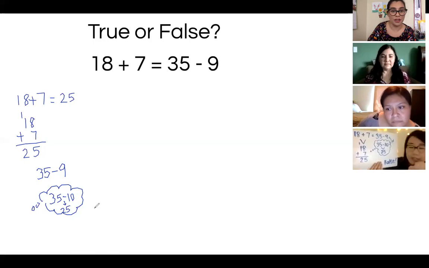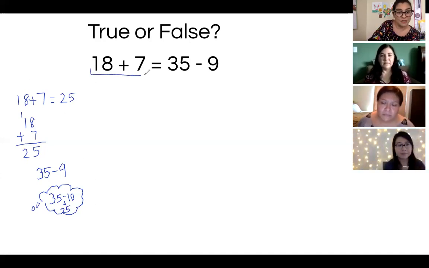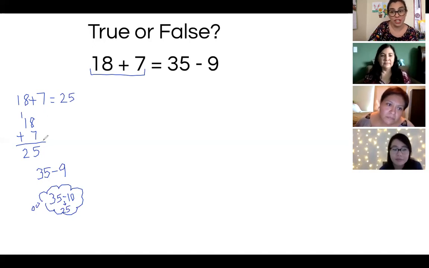So we want to look at the numbers and what we notice and our prior knowledge and how we could connect it to our math problems. So Ms. T, she used the standard algorithm for this first part of the equation, right? The left side of the equation. And she knew that when she does the standard algorithm, she needs to line them up vertically so that the ones are lined up and the tens are lined up. And then she found out that 18 plus 7 equals 25.